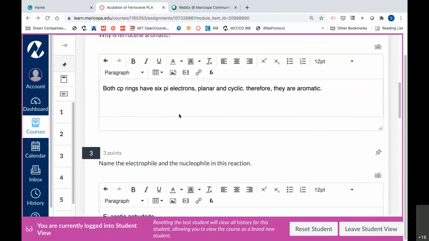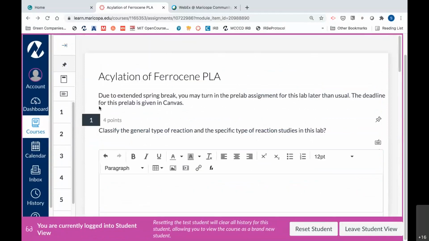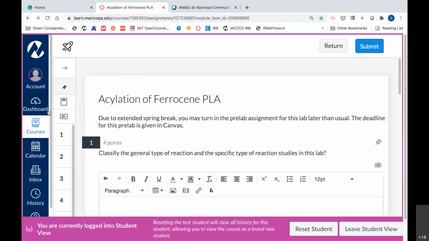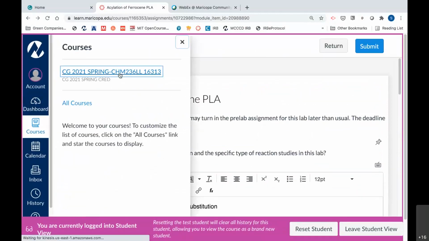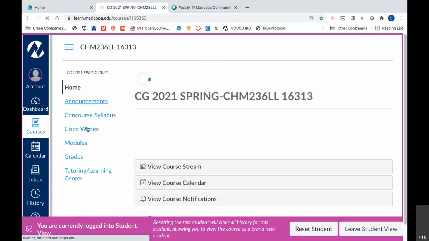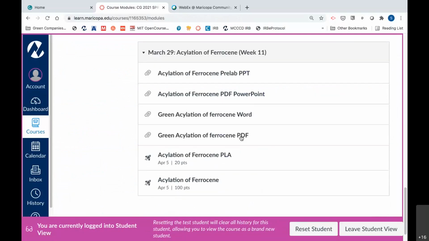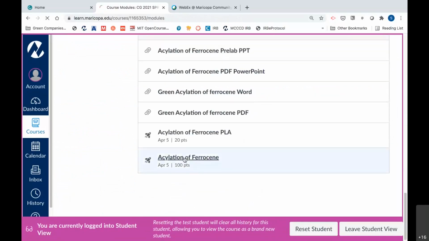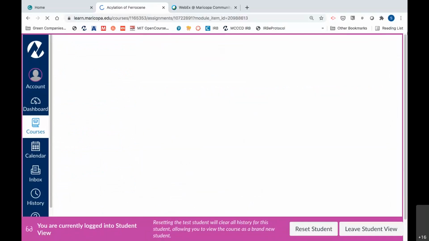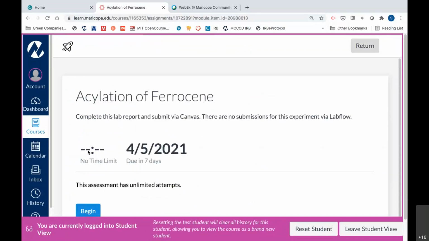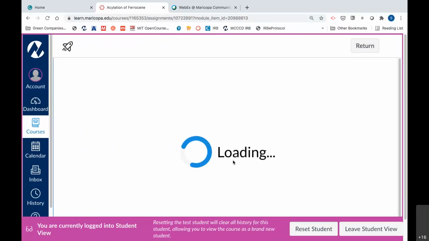So that is your pre-lab. This time, you're just going to turn in the pre-lab along with your lab report. So let me just get into your lab report now. You don't get into lab flow at all for this. You just stay in Canvas. So we'll begin this. Any questions? Feel free to ask me. But I'm thinking it's all coming back to you, hopefully.